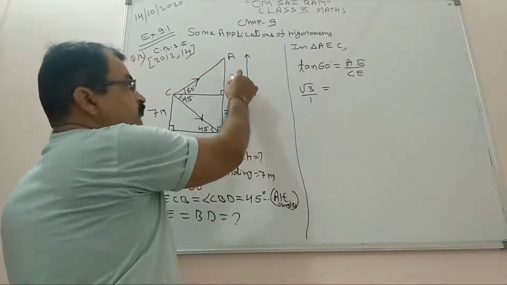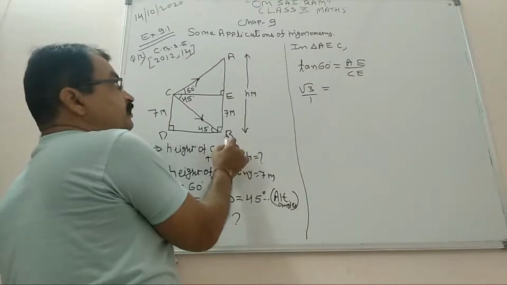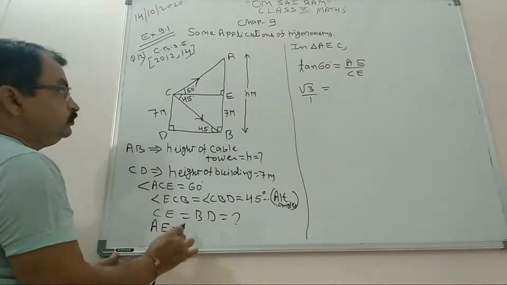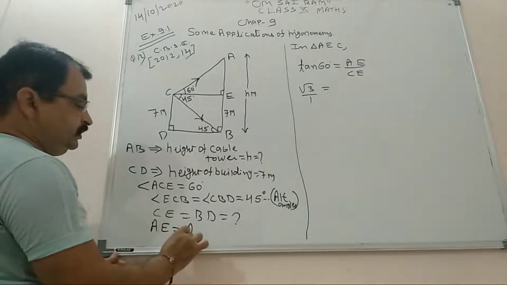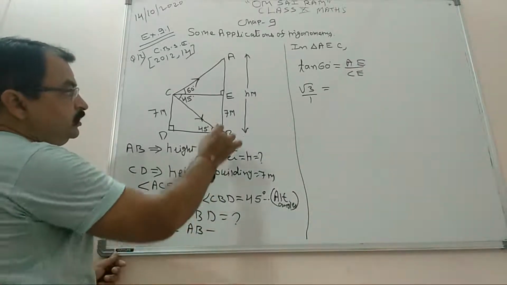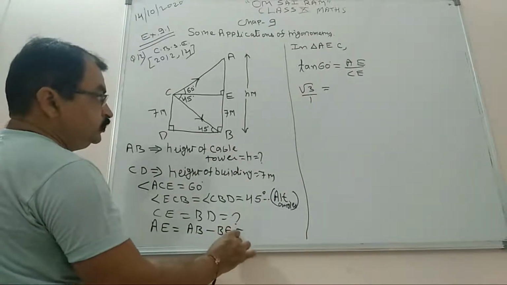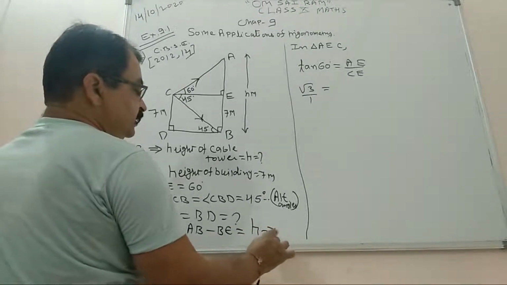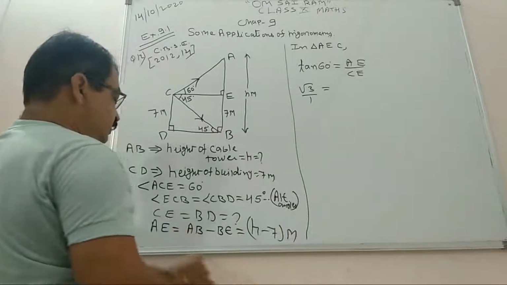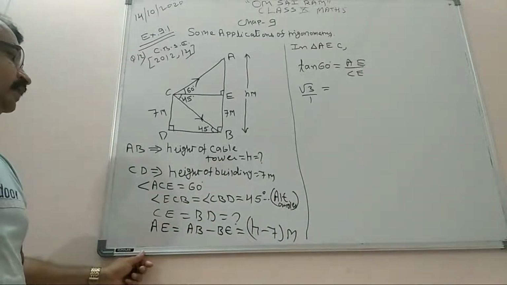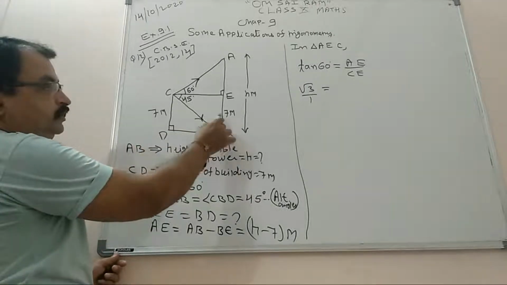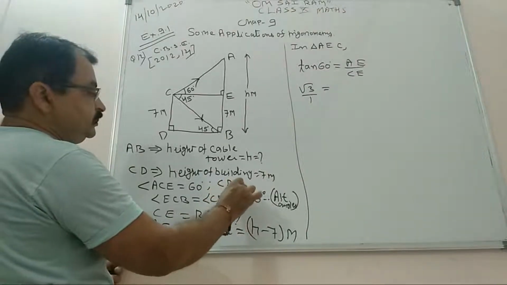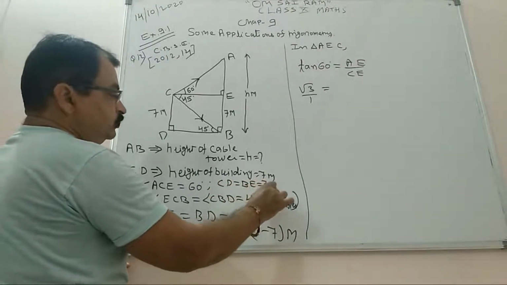Now see what is the value of AE. AE, as you know, is part of AB. So I can mention here also AE is equal to AB, that is the complete height of the cable tower, minus BE, right? So what is AB? AB we assumed as H, and what is BE? BE is 7. So H minus 7 meters is the value of AE, right? And here CD will equal BE, opposite sides will be equal. So here also we can mention CD is equal to BE equal to 7 meters.